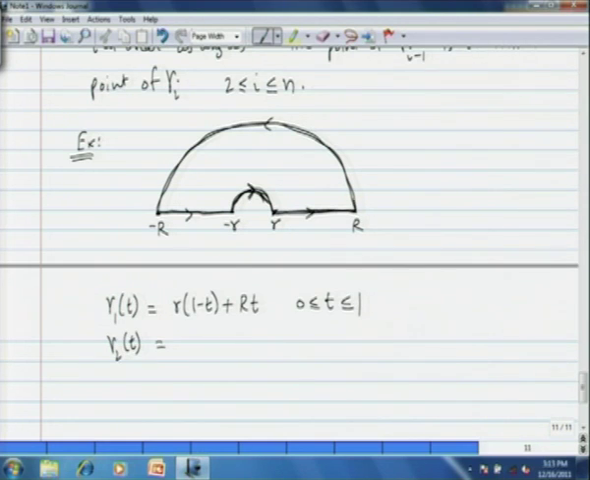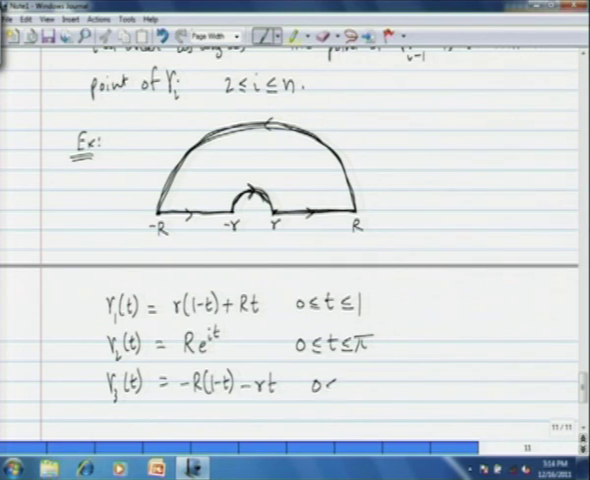And then gamma 2 of t is now this semicircle in the anticlockwise direction. So, gamma 2 of t, let me write that as capital R e power I t, where t goes from 0 to pi. 0 to pi gives me a semicircle, and in the anticlockwise direction we have R e power I t. And gamma 3 of t is the straight line there, which starts at minus R and ends at minus little r. So, t goes from 0 to 1.